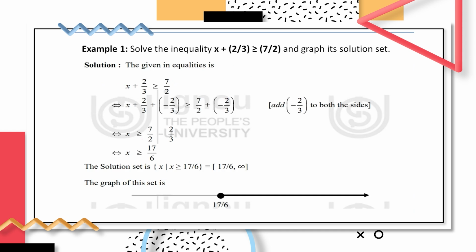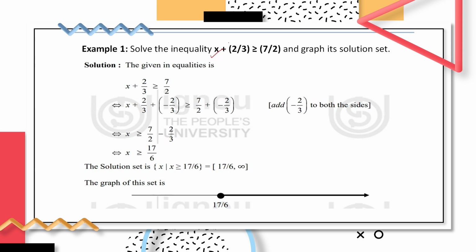So, in order to have a better understanding, let's solve the numericals and explore how inequalities are to be solved. This will give you a better grasp of the subject. The first example is: solve the inequality x plus 2 by 3 greater than 7 by 2 and graph its solution set. Now, what type of inequality is it? It is a linear inequality because the exponent of x is 1.